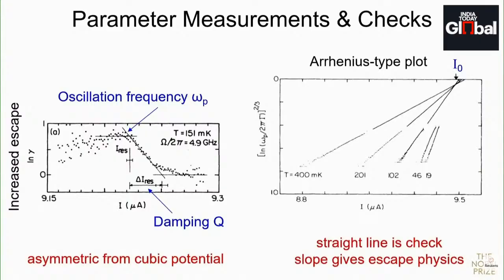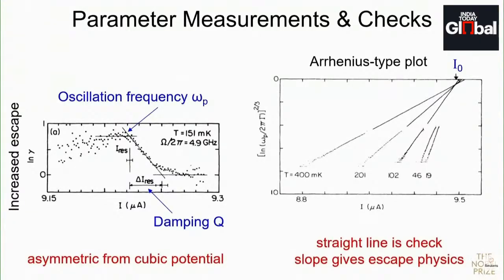So with that, we have a basic parameter, the oscillation frequency, which we need to know. On the right, we now plot the raw data. This is of the gamma. We normalize that to the plasma frequency over 2 pi. It's the attempt frequency.